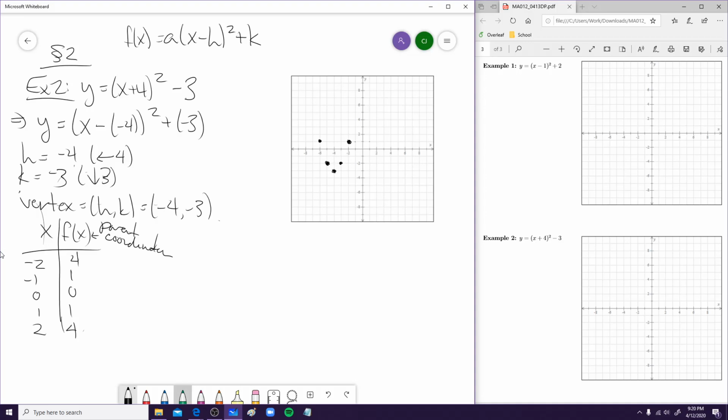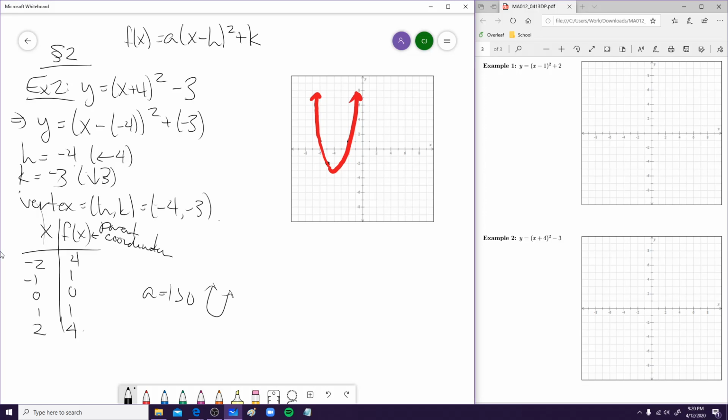Okay. So now let's graph this. Maybe I'll do red this time. So let's try. All right. And this is our graph. Okay. One last thing that we can check. So probably should check it in the beginning. It's fine. We still want to look at A, but in this case, A is 1, which is greater than 0. So our graph is pointing up like a cup.